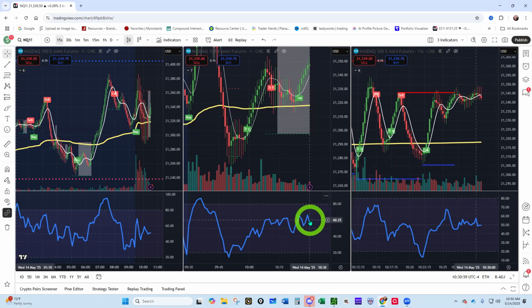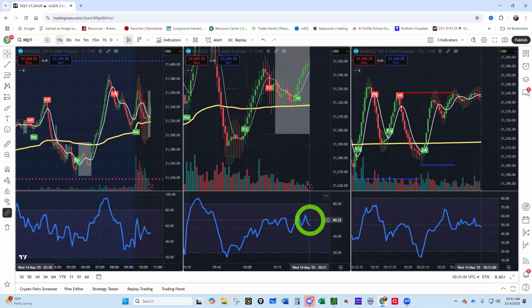Money flow just kind of hanging out. Yeah, mine too. Very indeterminate. Sorry, Mark, you can't use such big words with me. Very indecisive. That's better.